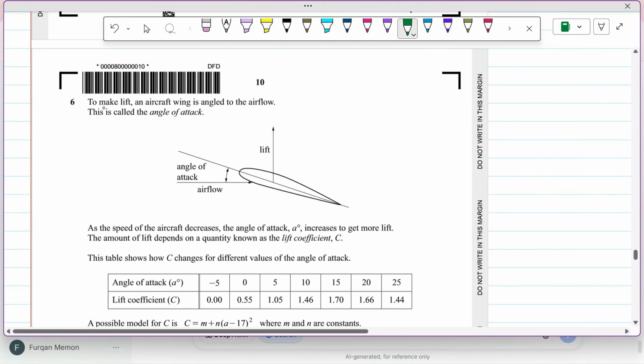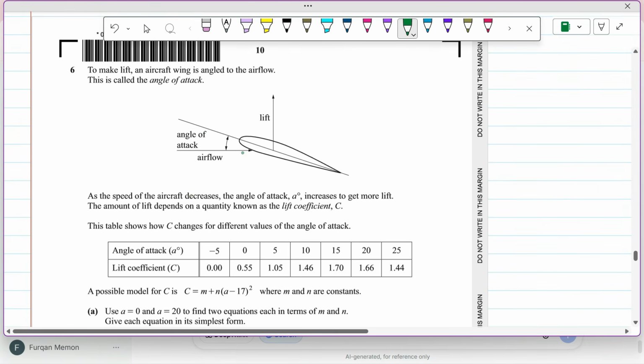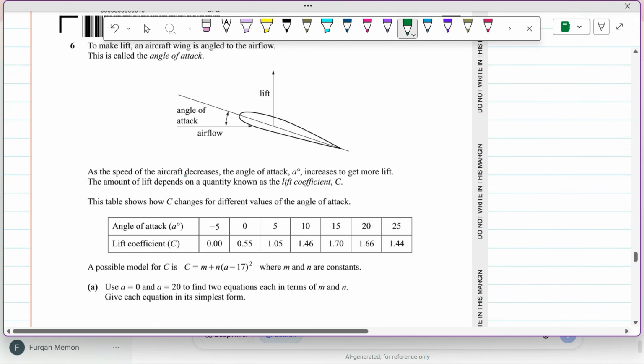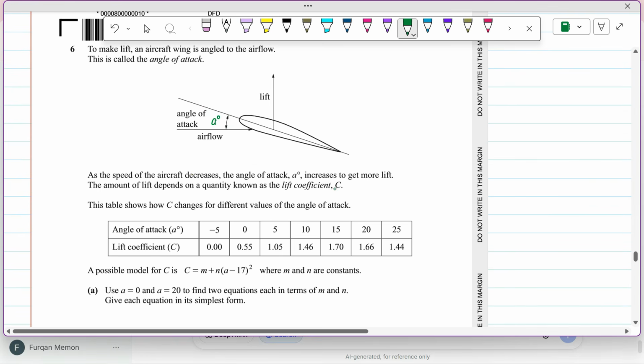Now question number 6. To make lift, an aircraft wing is angled to the airflow. This is called the angle of attack. This is the angle of attack with respect to airflow. As the speed of the aircraft decreases, the angle of attack, which is a, increases to get more lift. The amount of lift depends on the quantity known as lift coefficient, which is C. This table shows how lift coefficient changes for different values of the angle of attack.